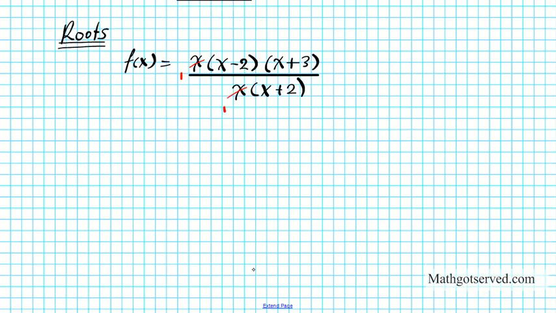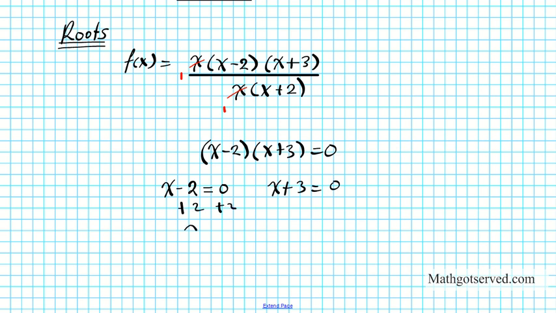Now I set the numerator after reducing to 0: x minus 2 times x plus 3 equals 0. Using the zero product property, I know that x minus 2 is equal to 0, and x plus 3 is equal to 0. To finish this off, add 2 to both sides, x equals 2. Subtract 3 from both sides, x equals negative 3. So that tells me that the roots of my rational function are negative 3 and 2. Okay? So there you have it.